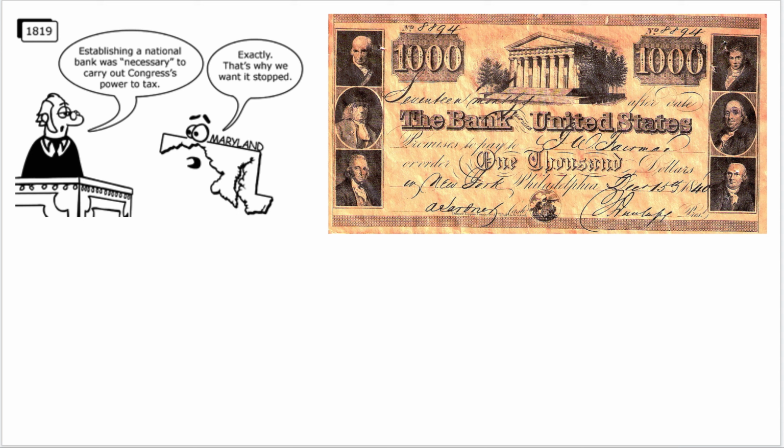In addition, it was also determined that states were not allowed to tax the federal government as a result of the Supremacy Clause, which stated that federal laws took precedence over state ones.